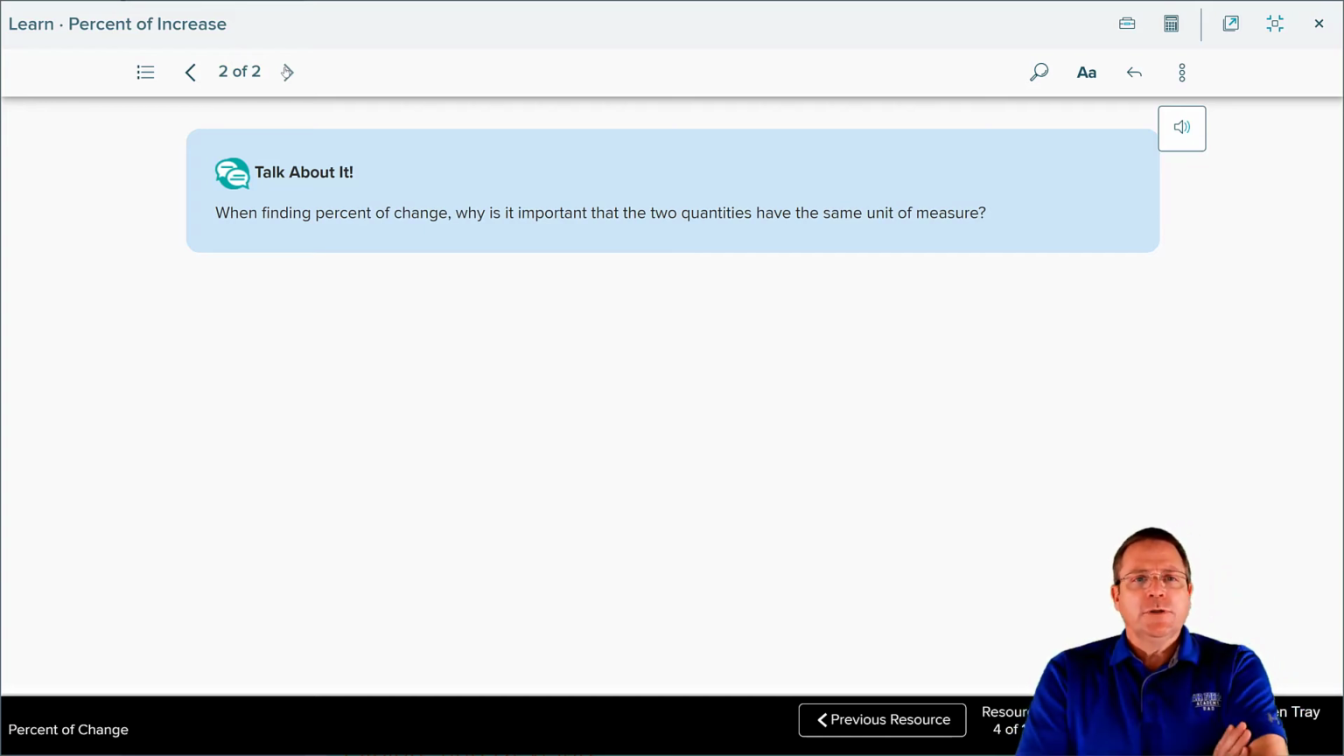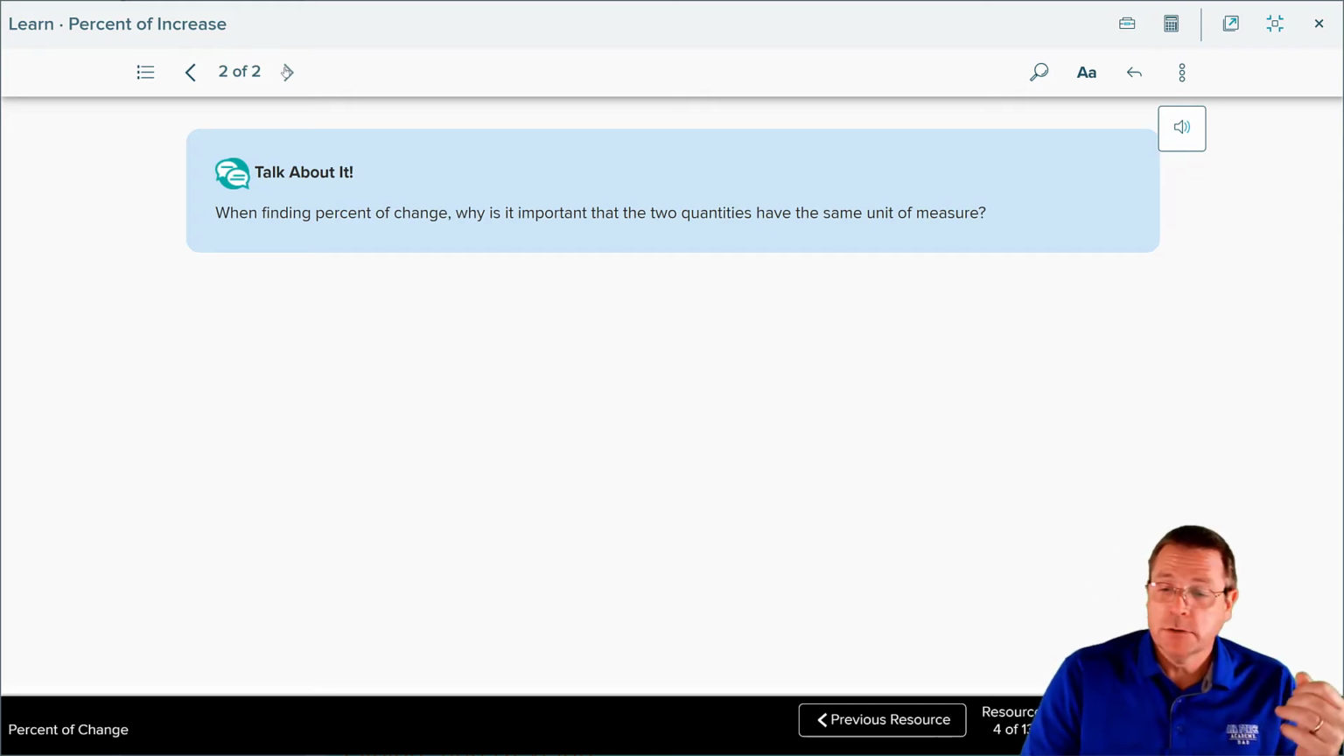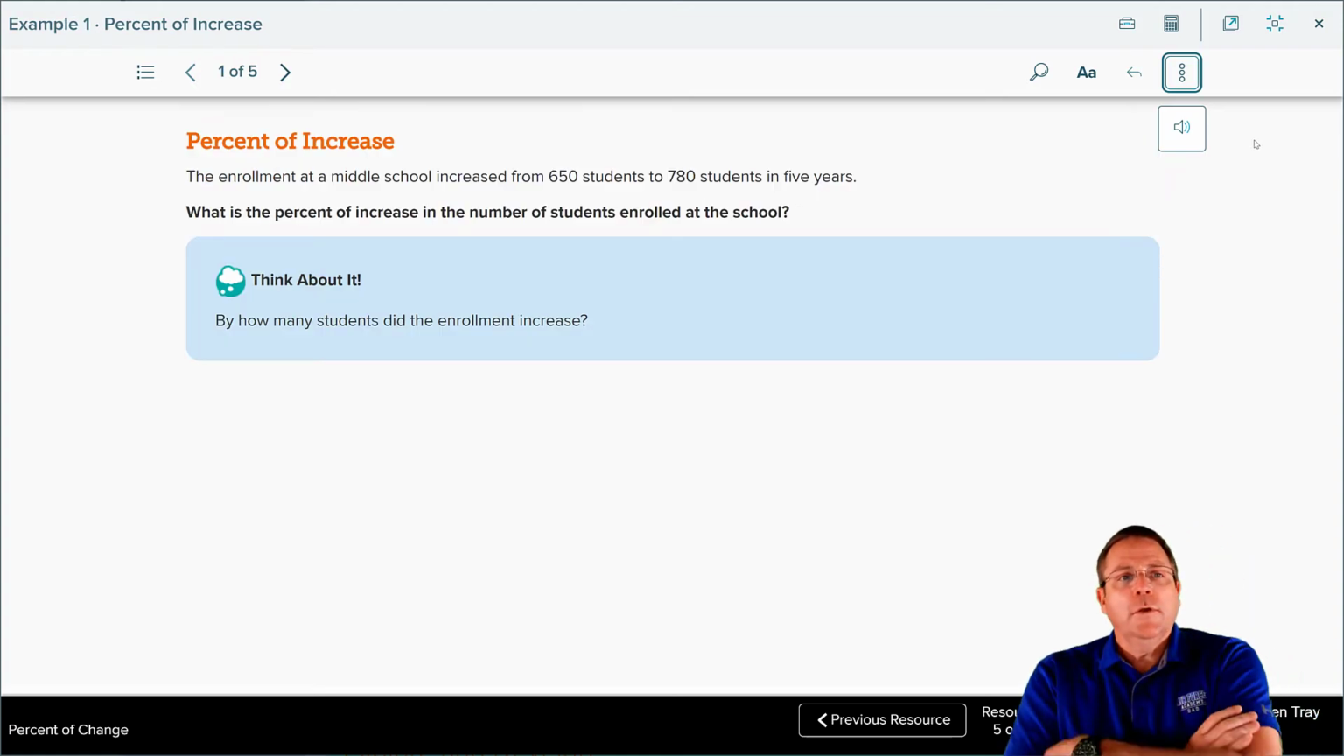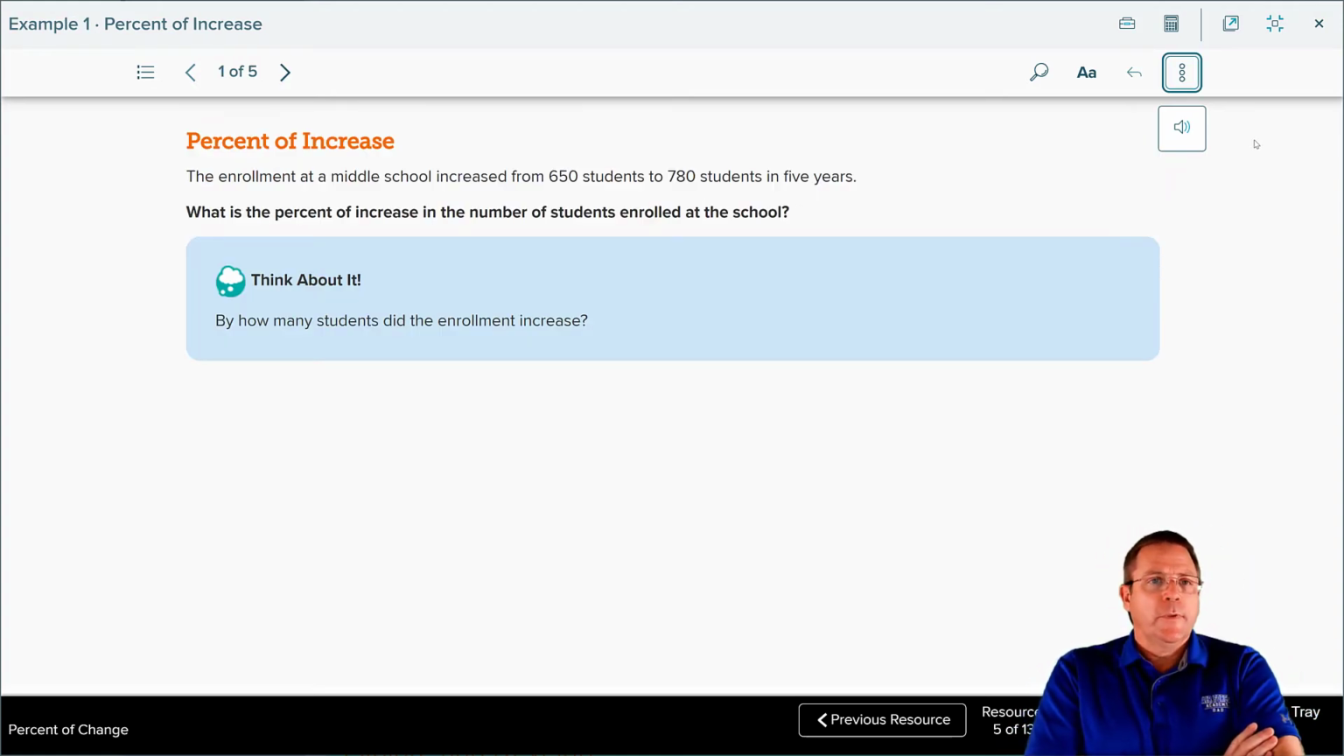When finding percent of change, why is it important that the two quantities have the same unit of measure? Well, if you don't have the same unit of measure, it's going to get ugly really fast. So we're not going to dig too deep into that one. So let's look at a percent of increase problem. The enrollment at a middle school increased from 650 students to 780 students in the course of a 5-year time period. What is the percent of increase in the number of students enrolled at the school?